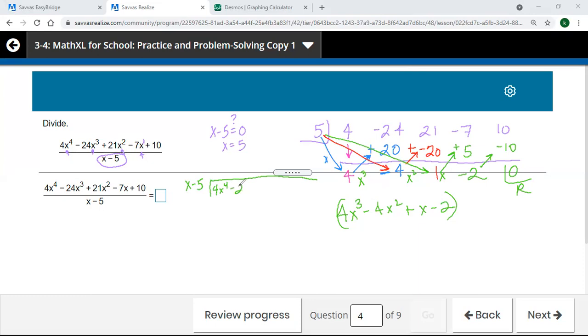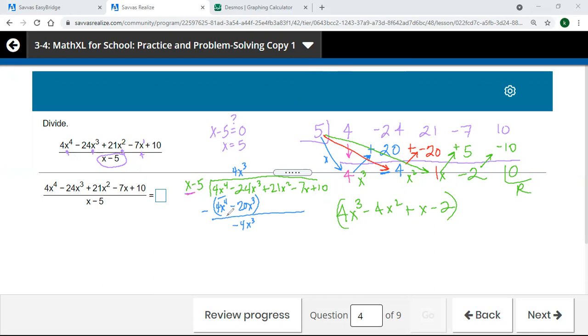4x to the 4th minus 24x cubed plus 21x squared minus 7x plus 10. Do it kind of quickly. We've done these before. So x times what makes 4x to the 4th? I'd say 4x cubed. Multiply that times the x, 4x to the 4th. Multiply it times the minus 5, it's a minus 20x cubed. But then we're subtracting, so that's going to make it a positive 20x cubed, which means I've got a negative 4x to the 3rd here. Everything else is still out there.